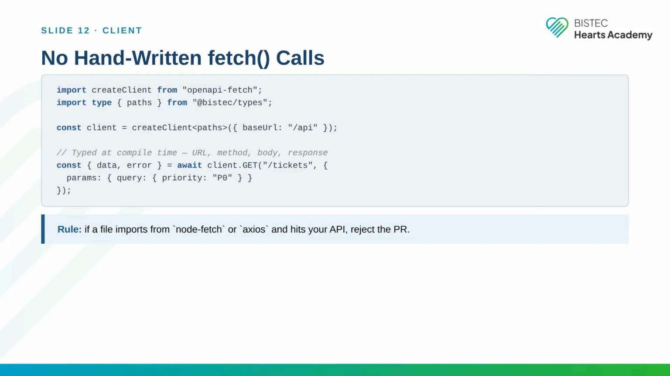Front-end client. Create a client from openapi-fetch with your types. Then if you call client GET /tickets with typed params, typed response, the URL, method, body, and response are all typed at compile time. House rule: if a file imports node-fetch or Axios and hits your API, reject the pull request. One client generated for everything.